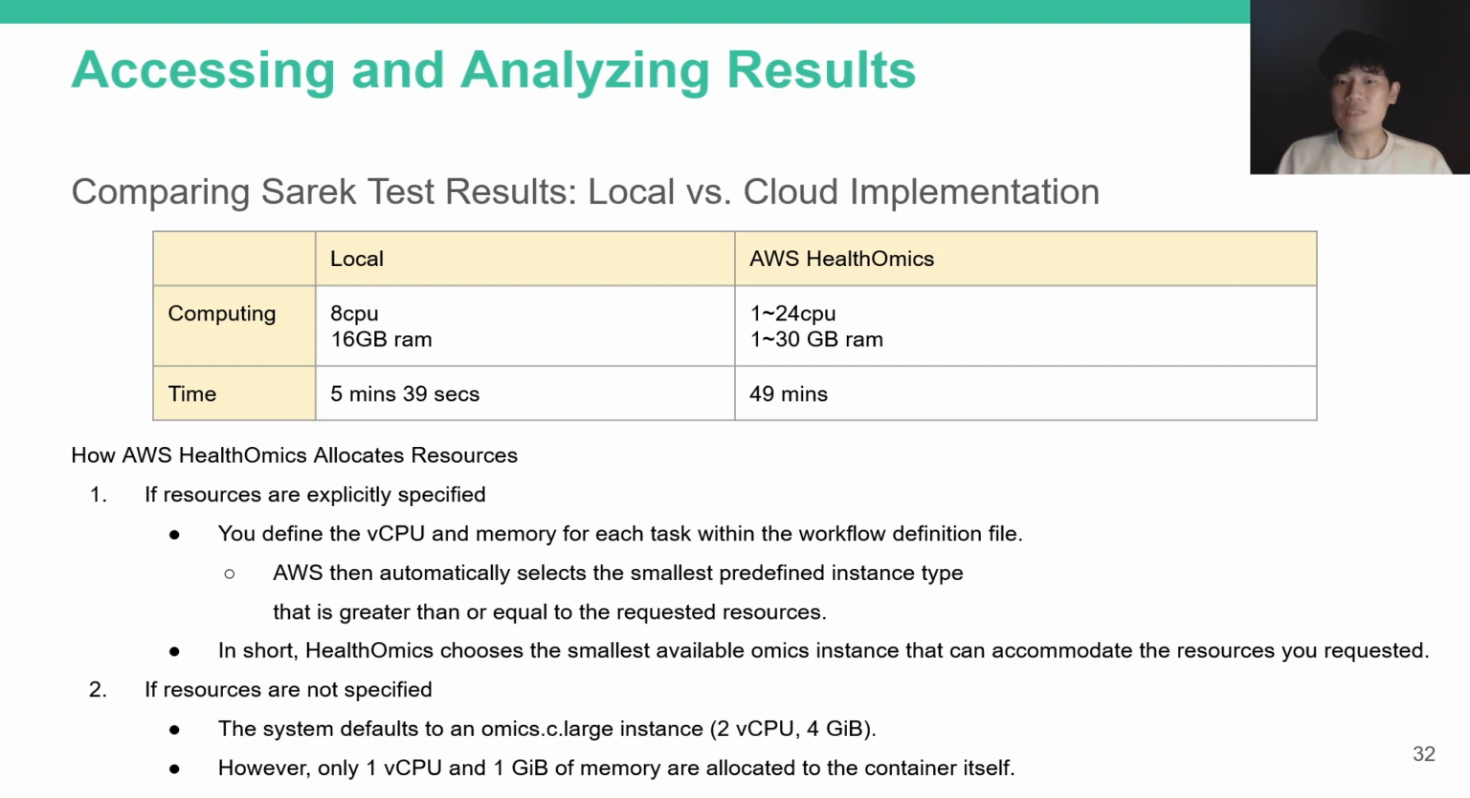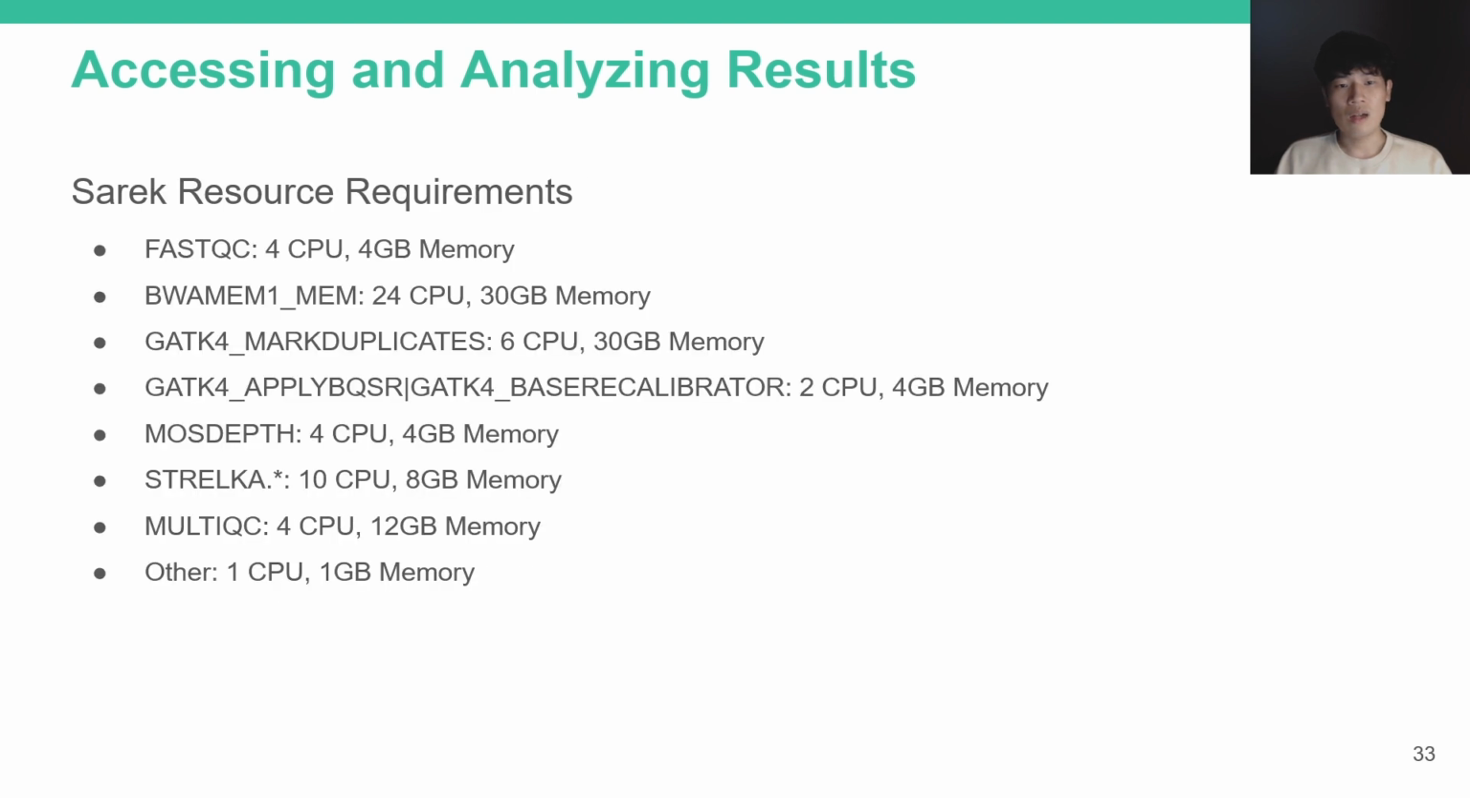Basically, if you specify computer resources for each task in the workflow, AWS will choose an instance type to satisfy that requirement. But if your workflow doesn't define the specs, then AWS will choose the smallest computing resources to do the task. These are the resource requirements of the task from Sarek.